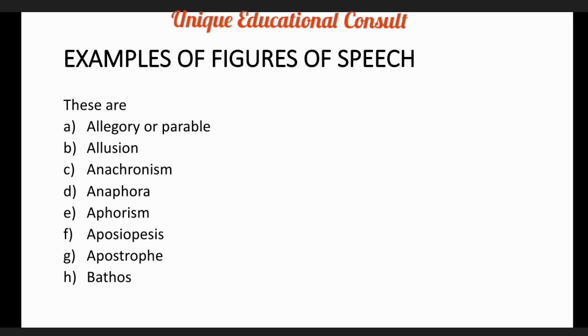Another one is apostrophe. This is an expression that is addressed to an absent person, an idea, or quality, as if it were a human being. That is, addressing something to an idea or person or quality as if that thing is a human being. An example of this can be seen in line 5 of Wole Soyinka's Night. That is a poem written by Soyinka.